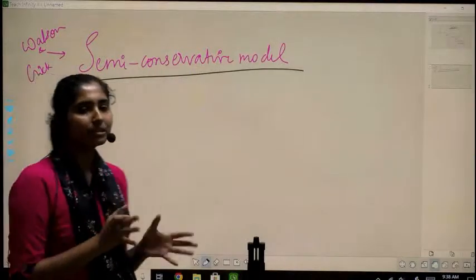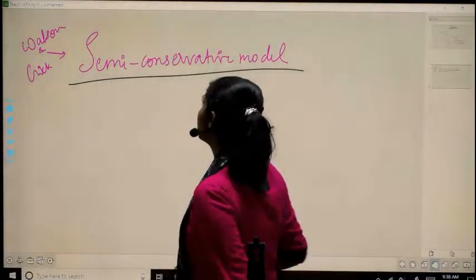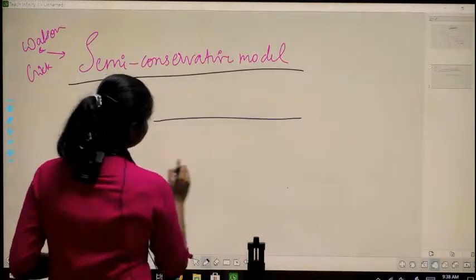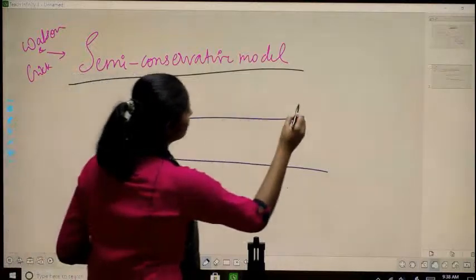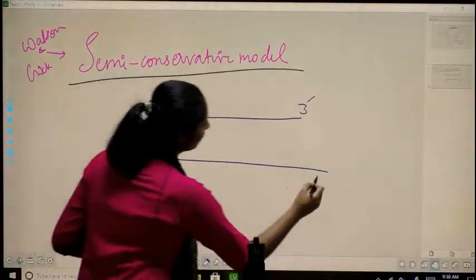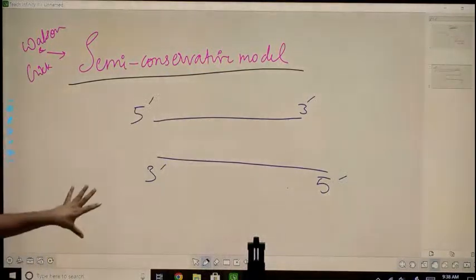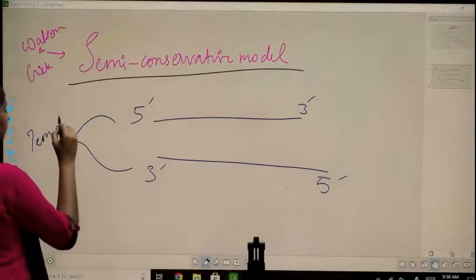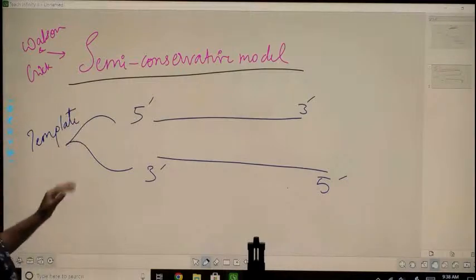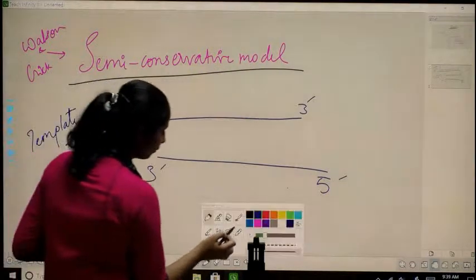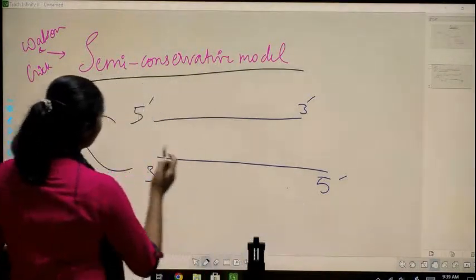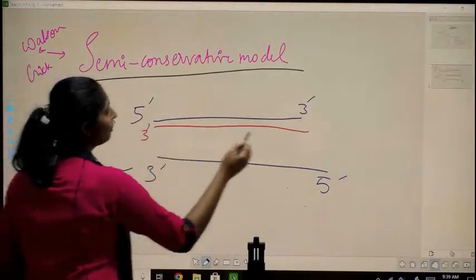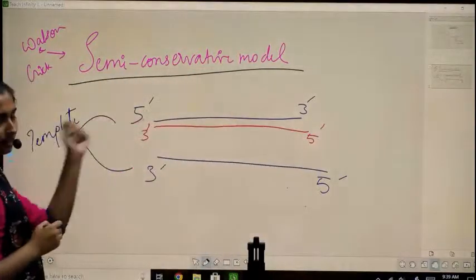Okay, so what does the semi-conservative model tell us? It tells us that DNA has two strands in antipolarity conformation. Both of these parental strands are going to act as the template, and they will be coding for a daughter strand. Now the daughter strand that will be formed will be in opposite polarity, or antiparallel, to the parent DNA.